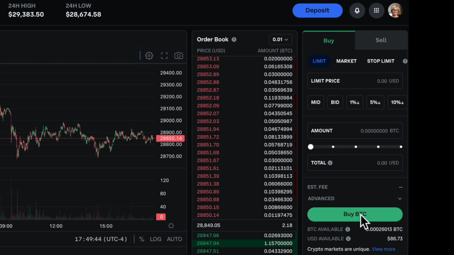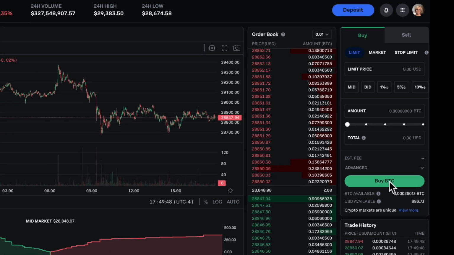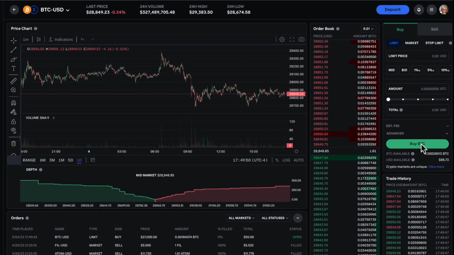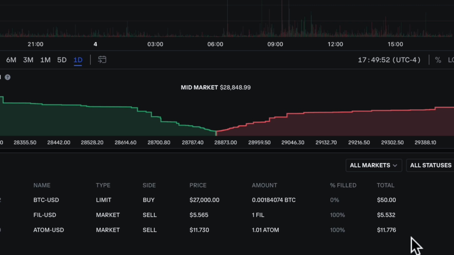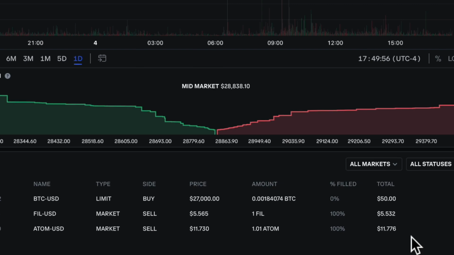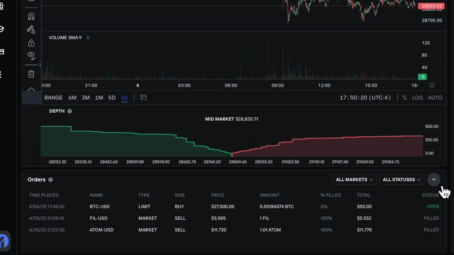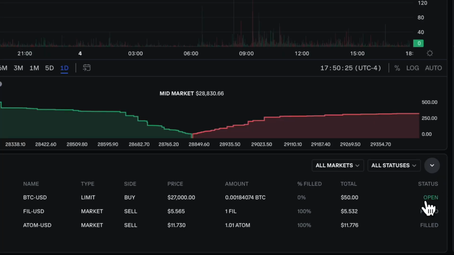Okay, so success. Now I can find my order, and it's just going to sit there until, if ever, the price goes down to 27, and then I'll get my $50 worth of Bitcoin. You see here that my order is open right here.